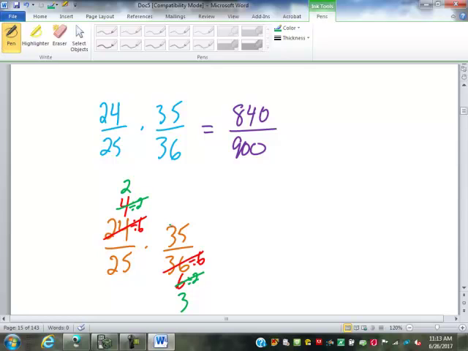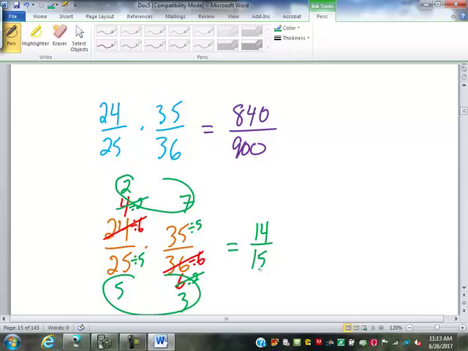Is there anything else I can reduce here? 25 and 35. You got it. 25 and 35 both divide by 5. What is 35 divided by 5? 7. 25 divided by 5? 5. Good. So 2 times 7 is 14, 5 times 3 is 15. This is what you would have got up here if you would have reduced by 60.